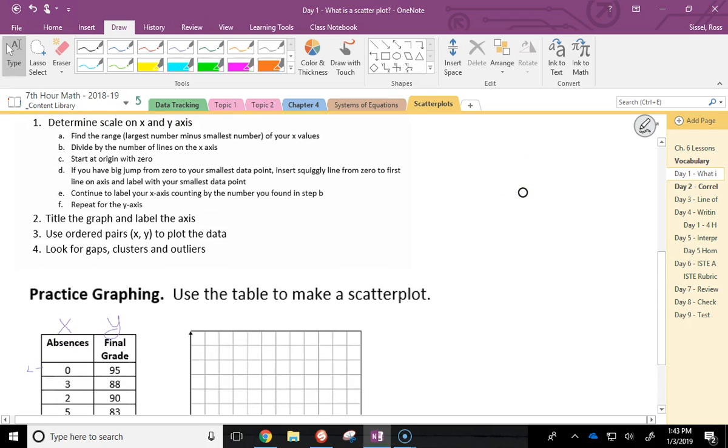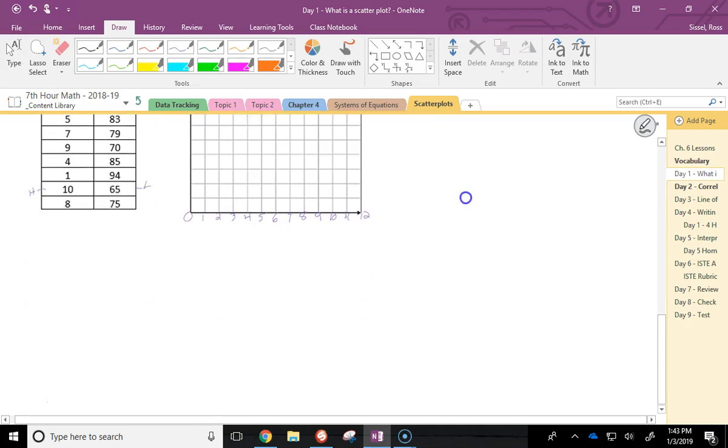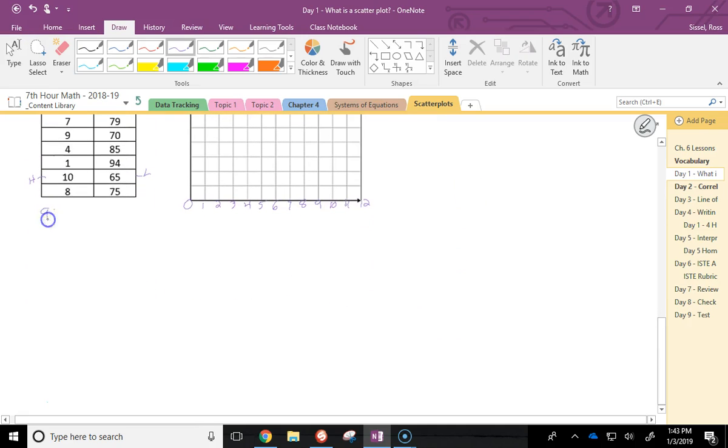Find the range. We're going to stop on A. We're just going to do A. Range of any data means your largest value minus your smallest value. So let's look at our final grade. What was my highest grade we had? 95. Thank you, Mike. What's my lowest score? 65. So I'm going to do my work right here. I'm going to say 95 minus 65 equals 30. That is my range.